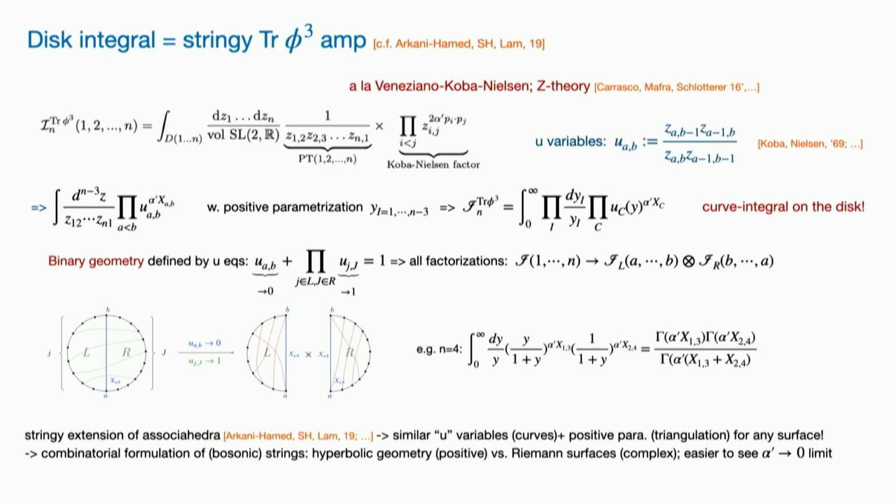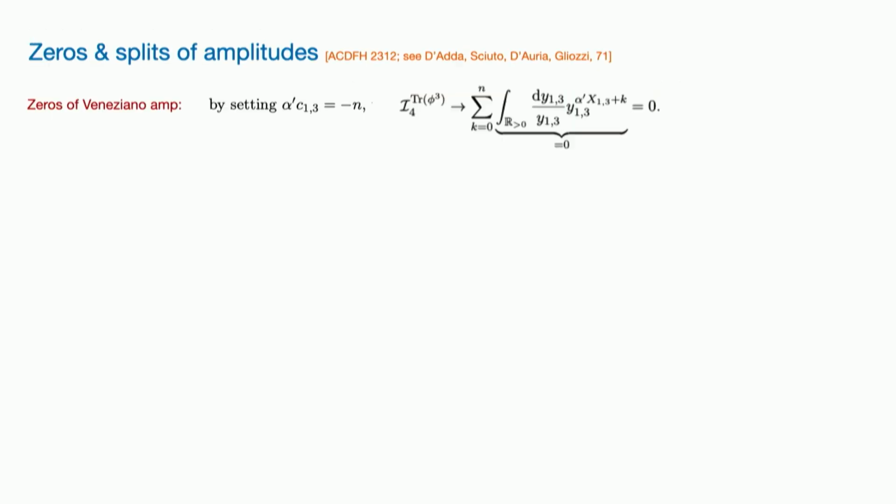And at tree level, as I said, this is a string extension of the associahedron, but the really cool thing is that now you can define the u variables and this positive parameterization for any surface. So you have a stringy formula for any surface whose factorization is manifest, and the field theory limit becomes easy to extract, which gives you the trace phi cube amplitude. Okay? So I would like to also emphasize that this way of thinking about the bosonic string is more in the positive world of hyperbolic geometry of the corresponding Teichmüller theory, as opposed to our usual way of thinking in terms of Riemann surfaces with complex structure.